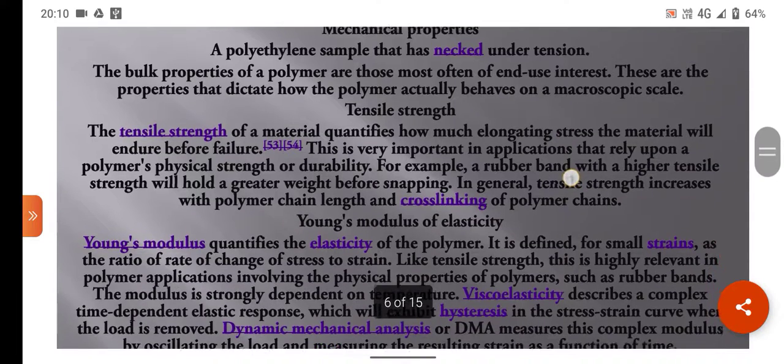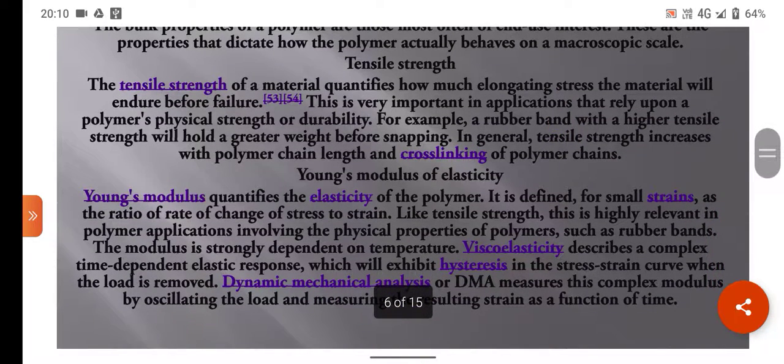Young's modulus of elasticity. Young's modulus quantifies the elasticity of the polymer. It is defined for small strains as the ratio of the rate of change of stress to strain. Like tensile strength, this is highly relevant in polymer applications involving the physical properties of polymers, such as rubber bands. The modulus is strongly dependent on temperature.